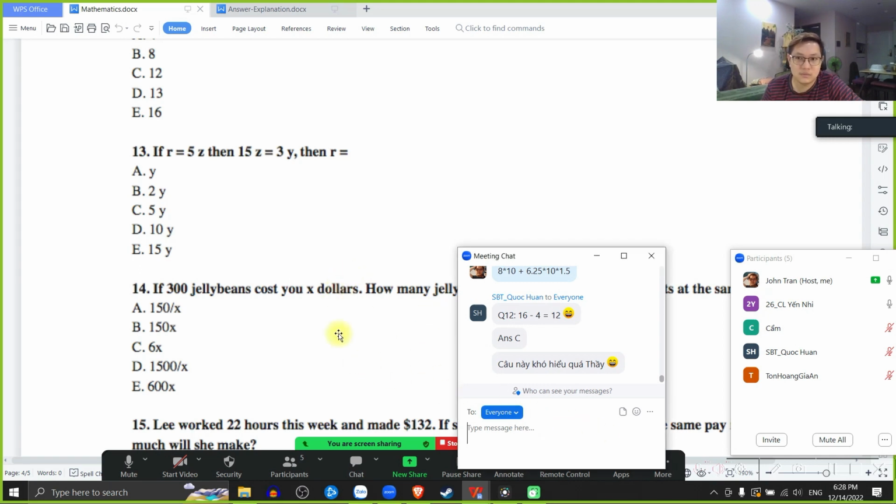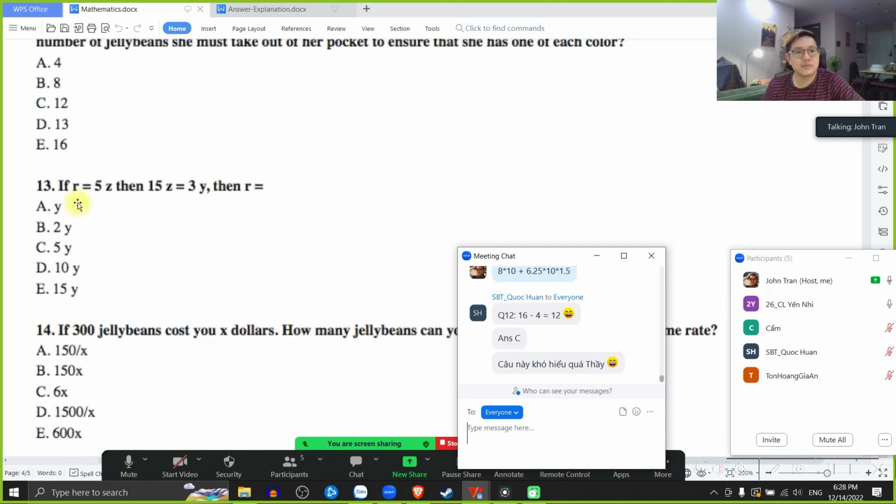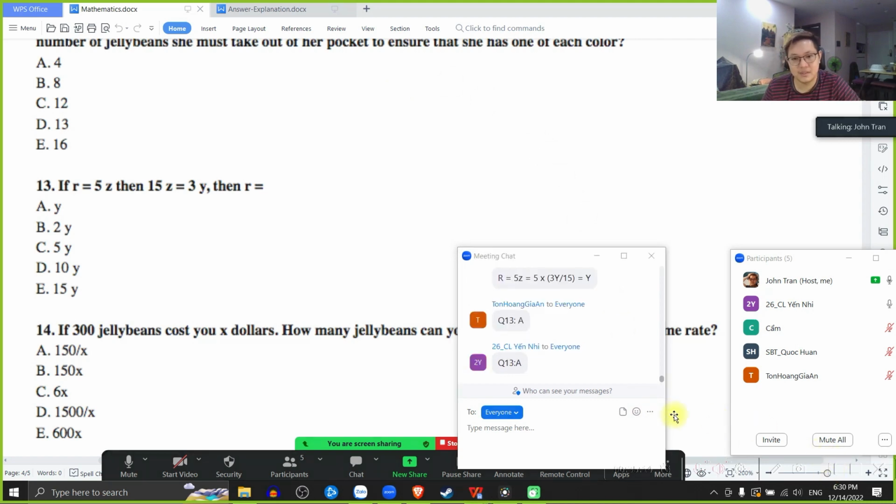Okay, so 13. If R equal to 5Z, then 15Z is equal to 3Y, then R equal to what? Nếu R bằng 5Z, sau đó 15Z thì bằng 3Y. Sau đó thì là R bằng bao nhiêu? So let's try this one. This is not hard. Very good. It's A. Very good. It's R equal to Y. Very good. Câu này rất đơn giản thôi.